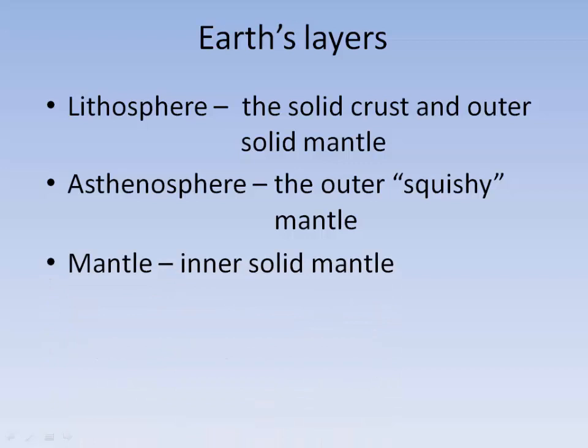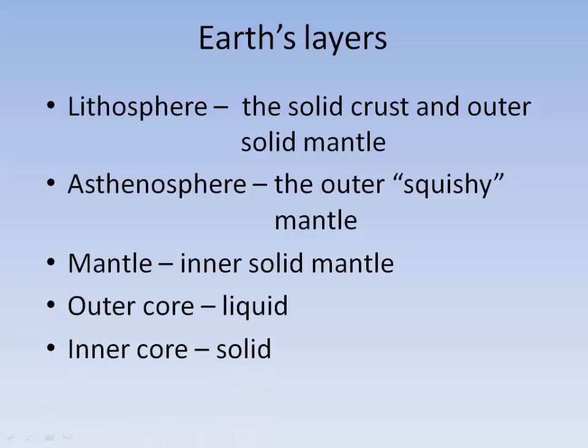The mantle underneath the asthenosphere, the rest of the mantle, is solid. The outer core is made of nickel and iron, but it's liquid. And the inner core is made out of nickel and iron, but it's under such great pressure that even though it's extremely hot, it remains a solid.